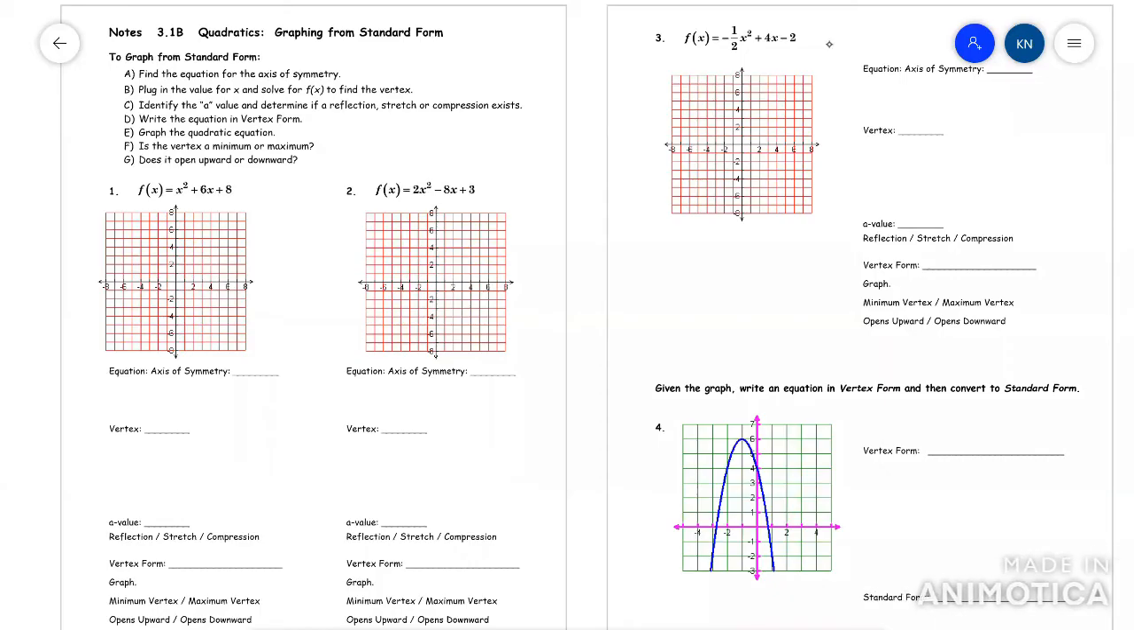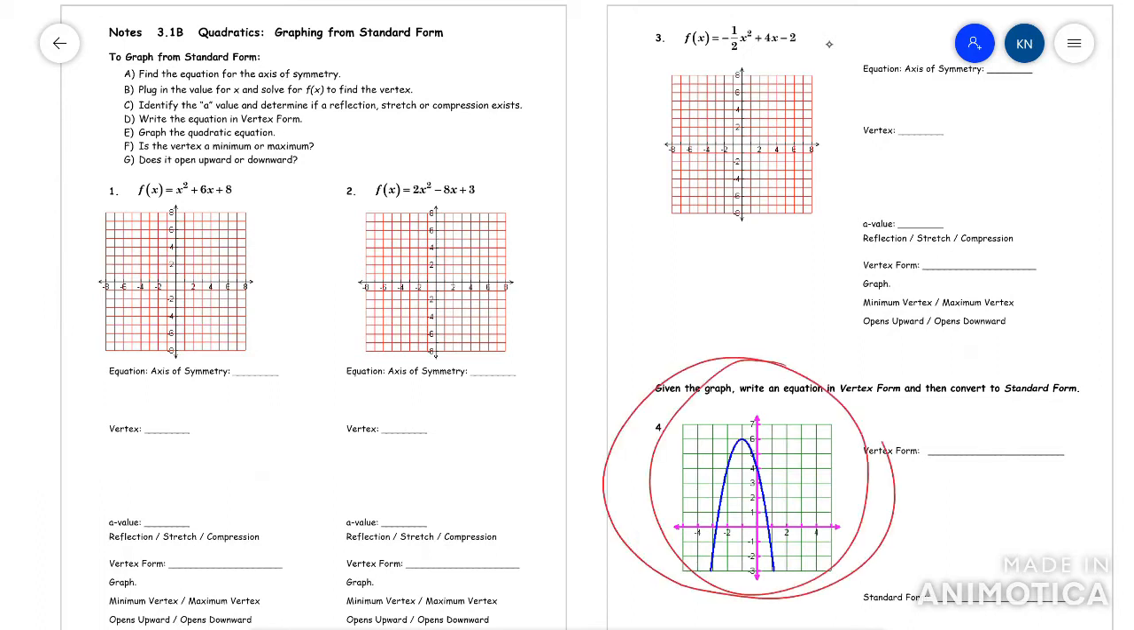This video is going to go over graphing quadratics when they're in standard form. So standard form looks like this. You'll generally have a ax squared plus bx plus c type thing. It's not that hard to do, but you do need to know a couple things.